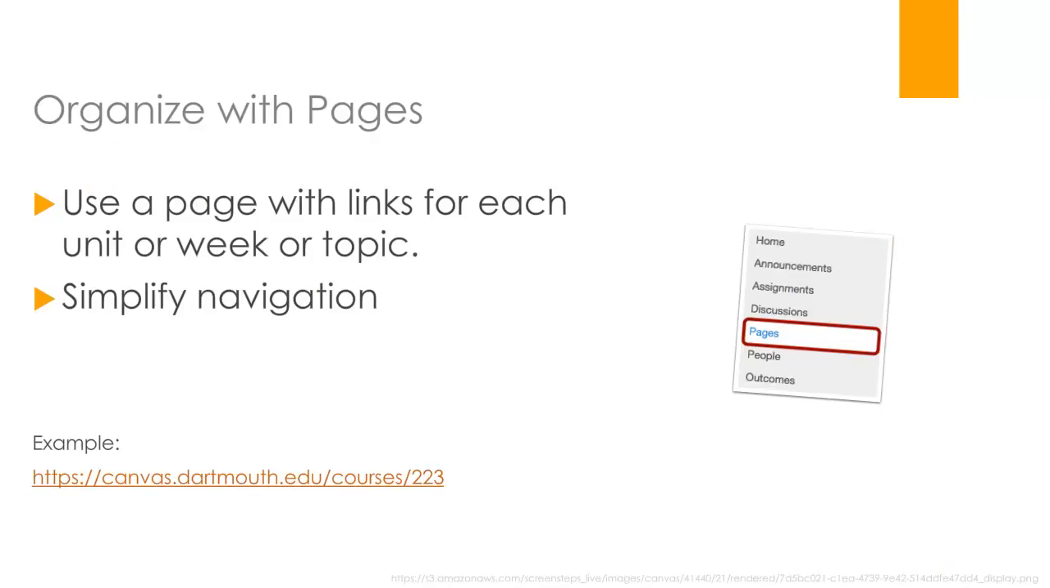Another way to organize your Canvas course is by using pages. You can use a page and hook links into it for each week or unit or topic, and this will help you simplify the navigation. You'll still need to hide the pages link in your menu so that students aren't clicking on pages because the pages will be listed alphabetically.